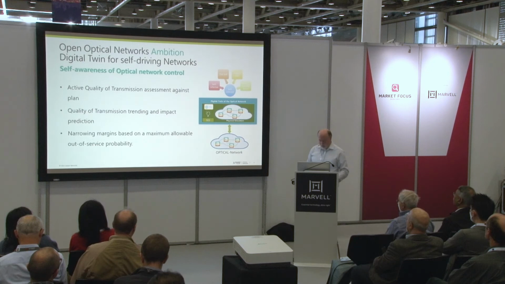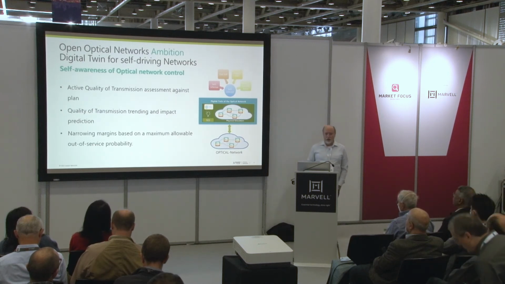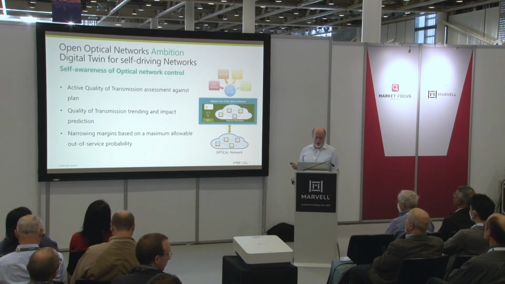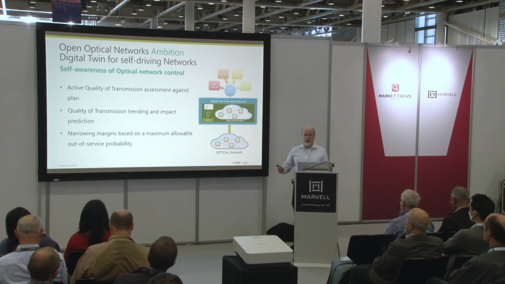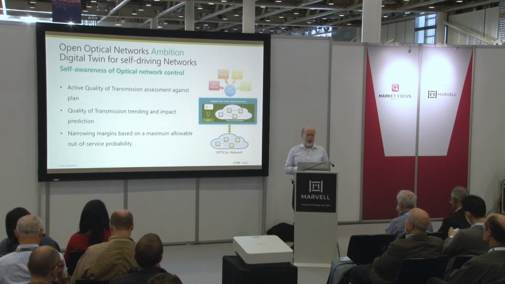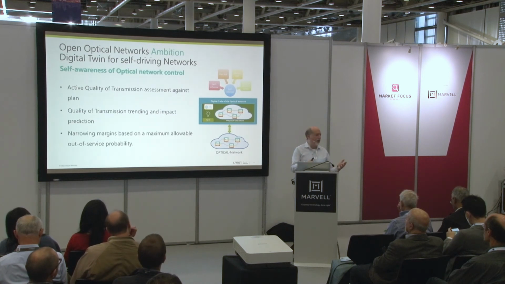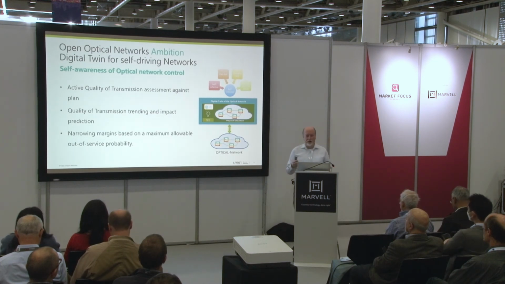Another one is, and that's very important also for CapEx reasons, narrowing the margins based on the allowable out-of-service probability. Now, when I talk about out-of-service probability, I'm talking about the wavelengths. So today, when you come up with a wavelength for the implementation, you have an end-of-life margin, the network has a system margin, and they all add up. And there's a good reason for it, because you never really know what the margins in your network are right now. You can measure something, but you cannot really measure everything.